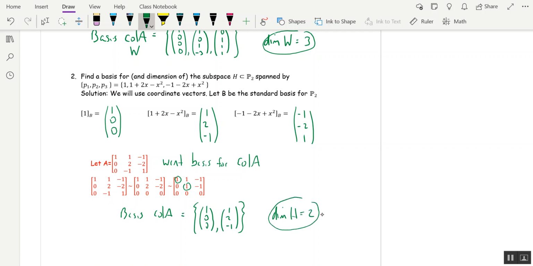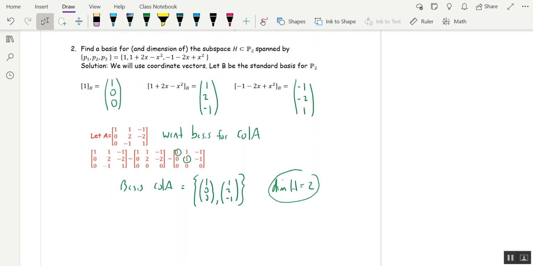And then I can't leave my answer like this because I was asked to find a basis for H. H is a subset of P2, and what I've given is 2 vectors in R3. Now, there is an isomorphism between R3 and P2, but I want to give my answer as polynomials. So a basis for H is, this corresponds to the polynomial 1. And the second vector corresponds to the polynomial 1 plus 2x minus x squared. So I've translated back to polynomial language.